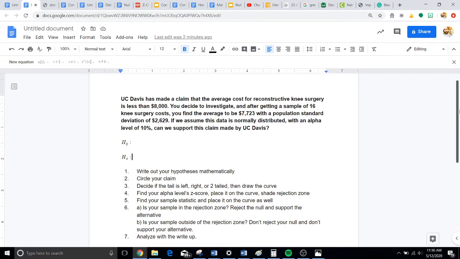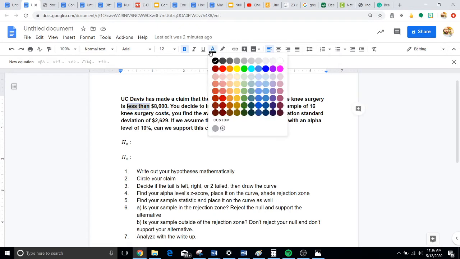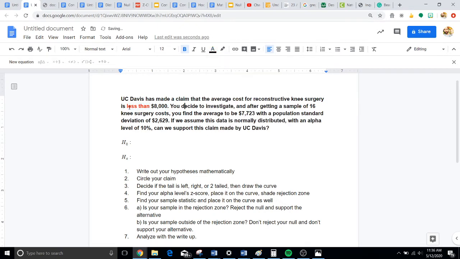So let's start by writing out our hypotheses mathematically. Now we're going to find our hypotheses in the claim. It says the claim that the average cost for reconstructive knee surgery is less than $8,000. So "less than" should be the thing that really stands out here, so let's make it red. Less than is a form of inequality. Inequality always goes in the alternative hypothesis. If it said at least or at most $8,000, that would be a null hypothesis. But because it only says less than, it is our alternative.